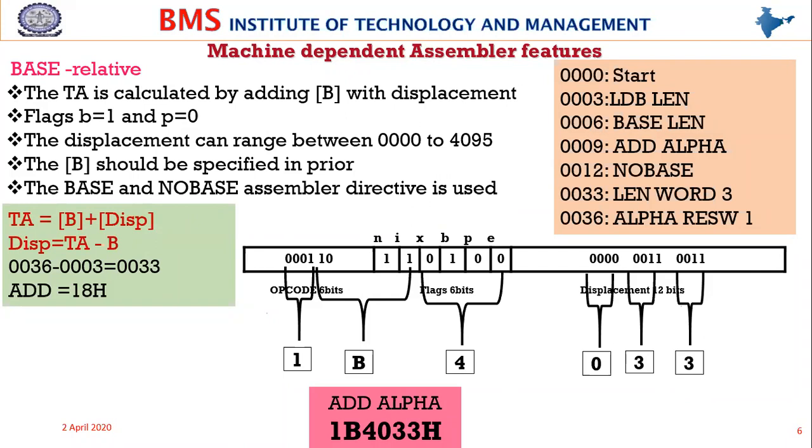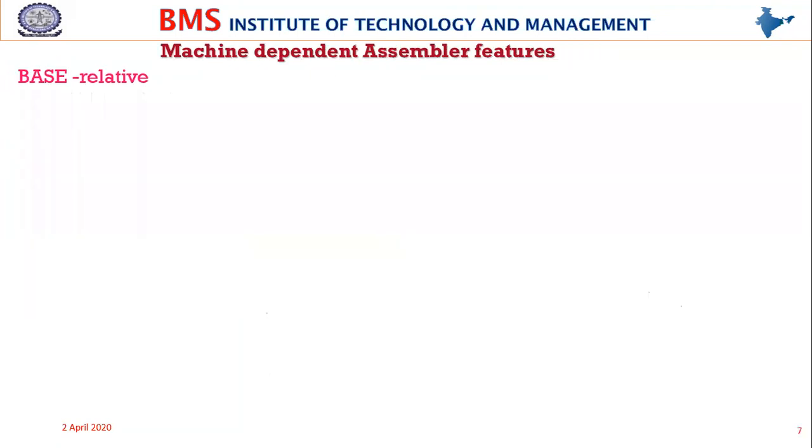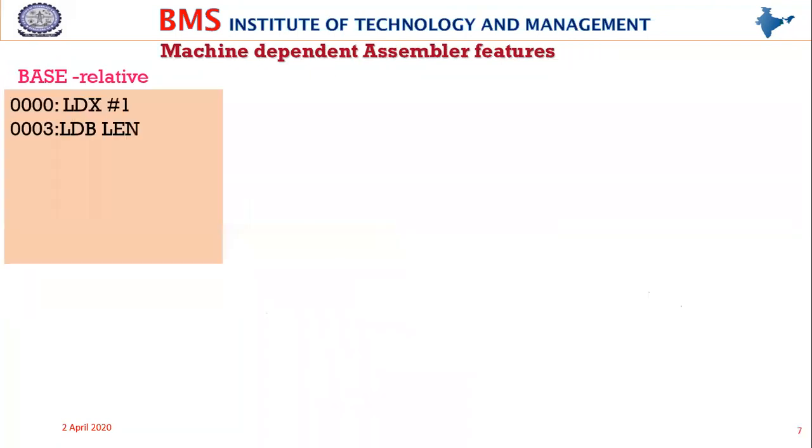In our example, the instruction at 0003, that is LDB len, is a PC relative addressing mode, and the add instruction at 0009, add alpha, is a base relative addressing mode. Fine. We shall see one more example. Here we have one more example.